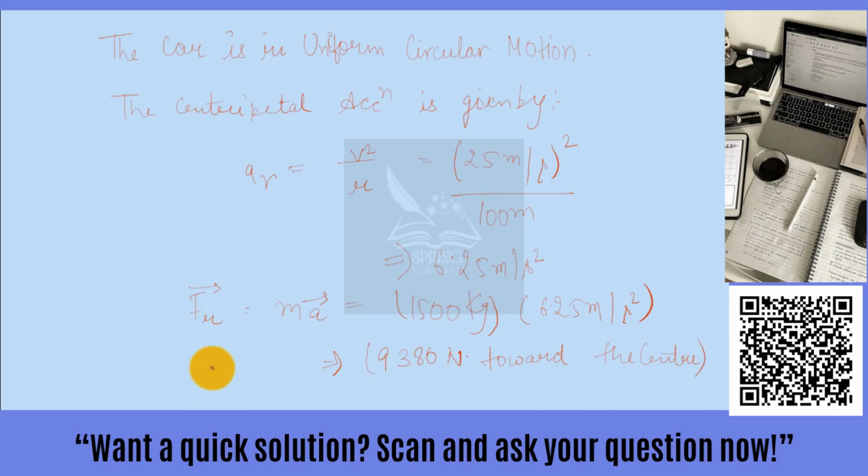The force is provided by static friction, hence F static friction is equal to F net, which is 9380 newtons.